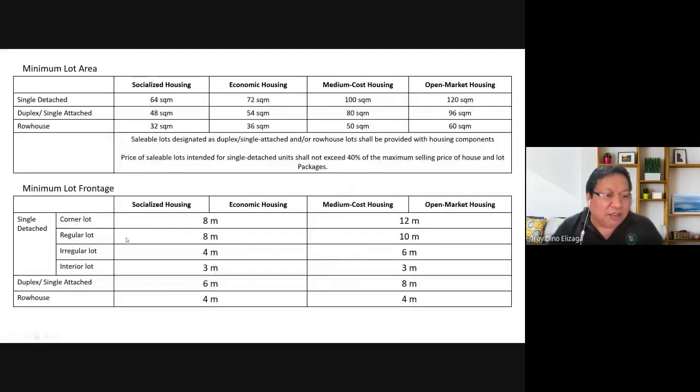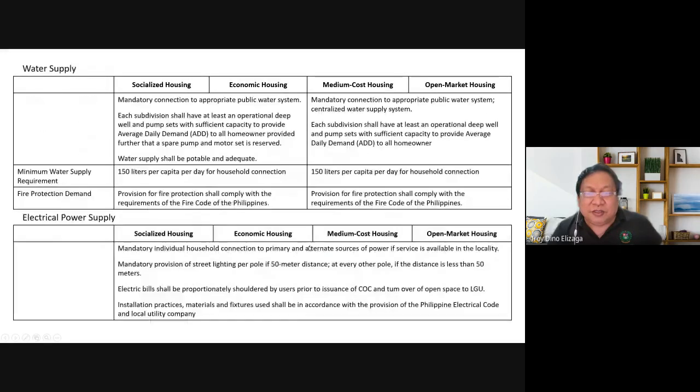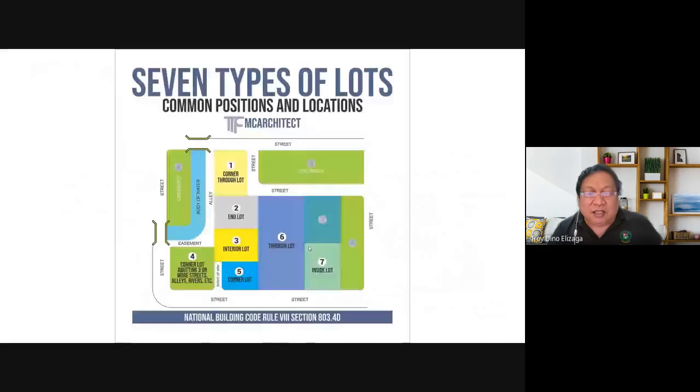Okay, where are you? Here. Ah, yeah, interior lot, no? So it's not an inside lot. So the inside lot and the regular lot are the ones that are interchangeable. So interior lot. I got confused.